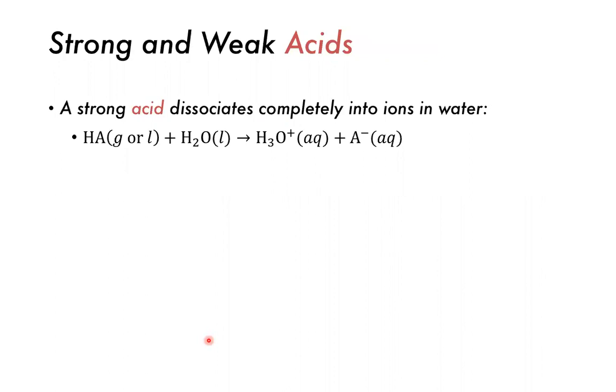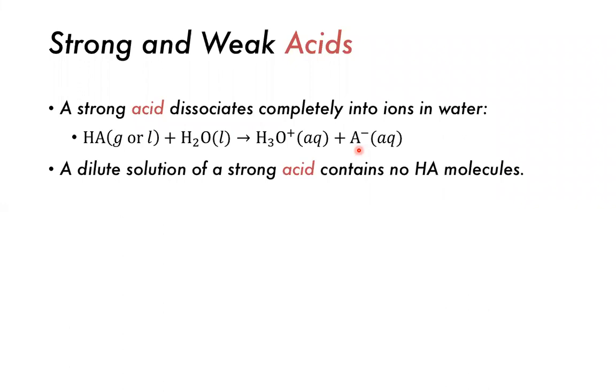So, strong and weak acids. A strong acid is typically one that dissociates completely into ions in water. So if A- is the conjugate base of our acid HA, and this could be hydrochloric acid, HCl, for example, and we add that to water, we're going to see the formation of this H3O+ ion. Sometimes you'll see it just written as H+, sometimes H3O+. I prefer H3O+ because that's the real situation in an aqueous solution, plus A-, which would be the conjugate base. But we'll get on to what conjugate bases are later on.